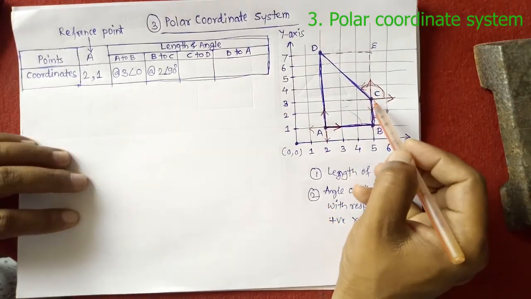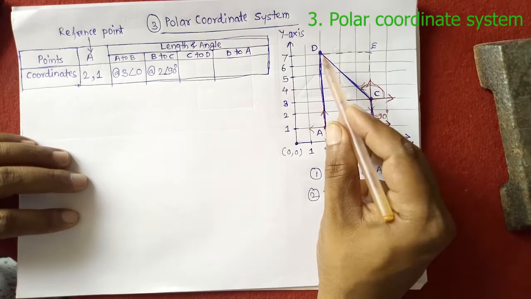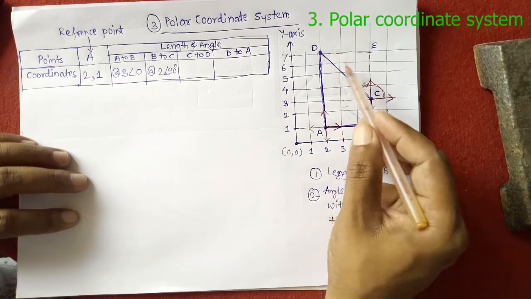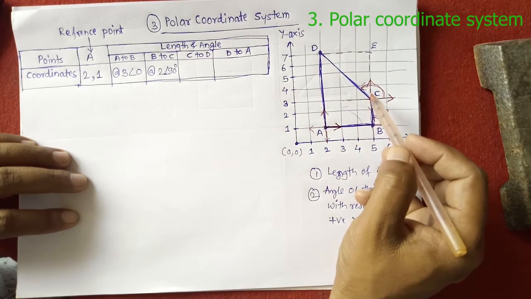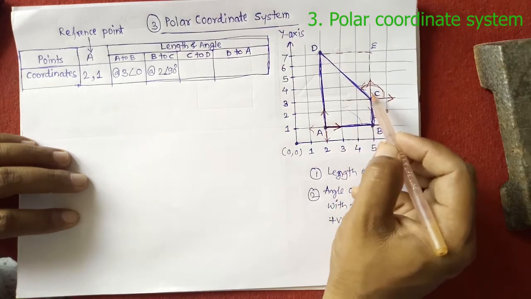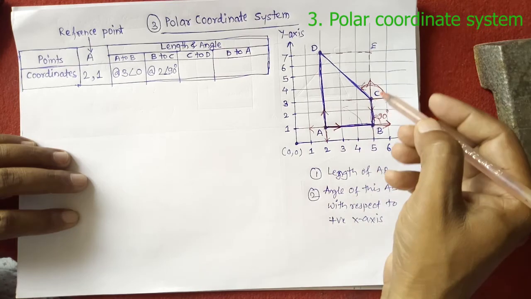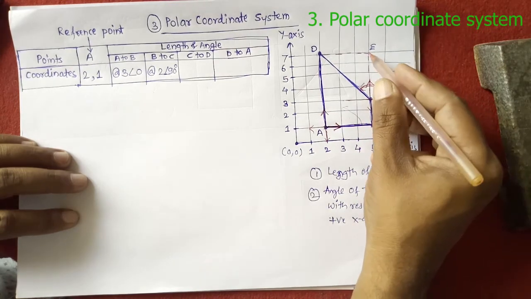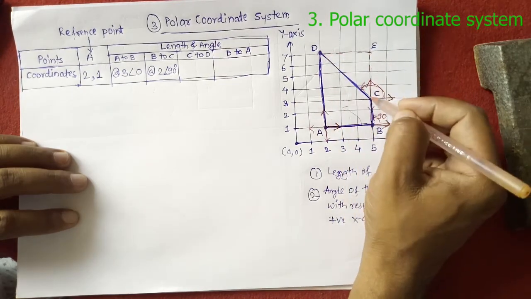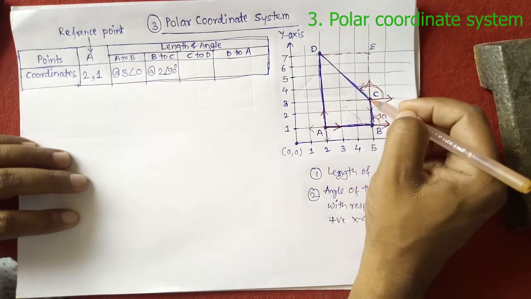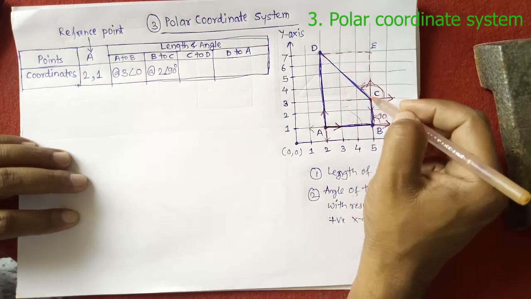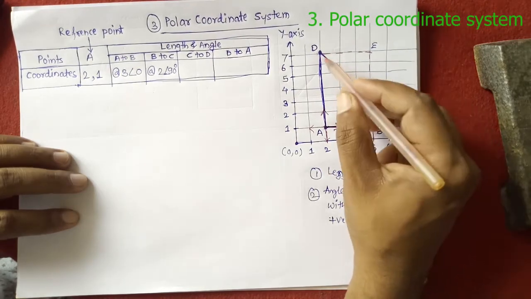So first of all we will calculate the length of C to D. From this graph we cannot directly find out the length of C to D line, and for this what we have to do is we have to consider this triangle CMD, and by using this triangle we must calculate the length of C to D line.